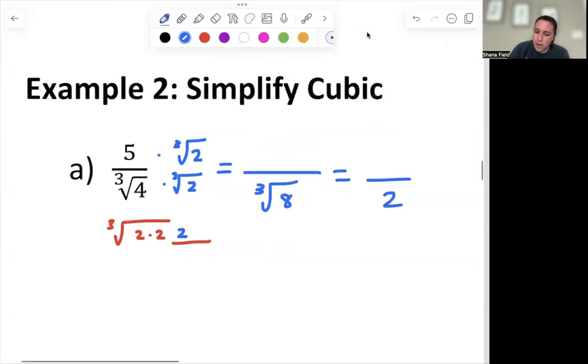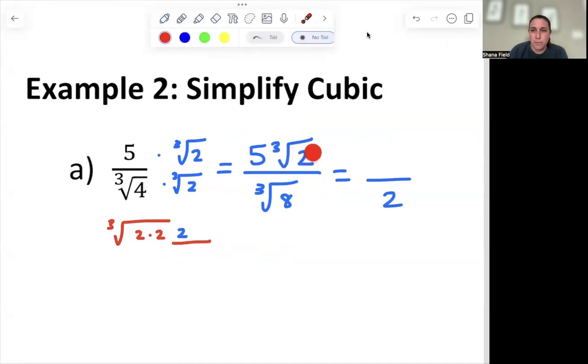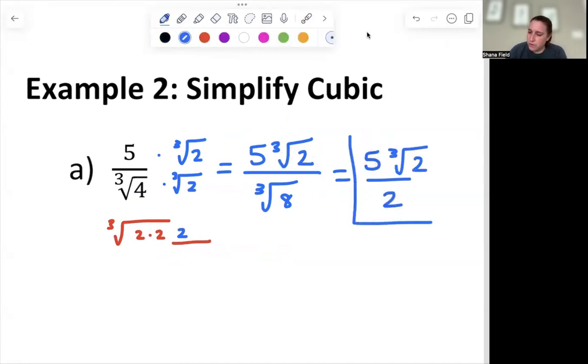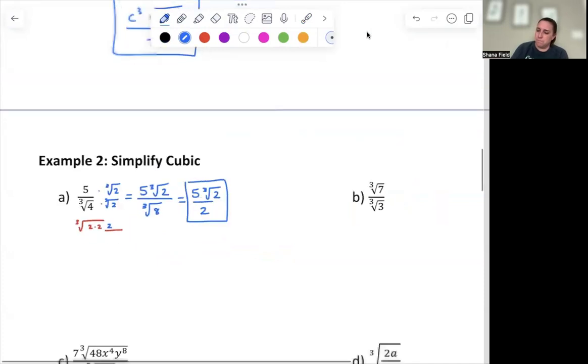On the top, outside stays outside, so I'm going to have 5 cube root of 2. Nothing I can do to clean up the cube root of 2, so it's just going to stay 5 cube root of 2. And then I'm looking at 5 and 2. Nothing cancels. So that right there is going to be my final answer.